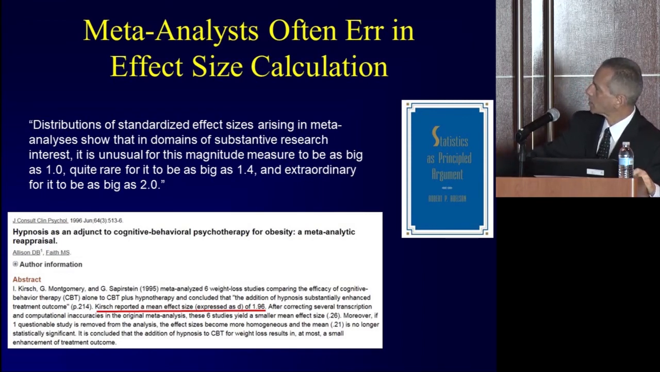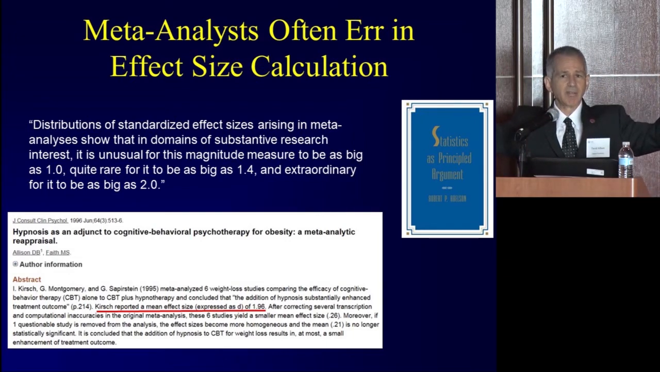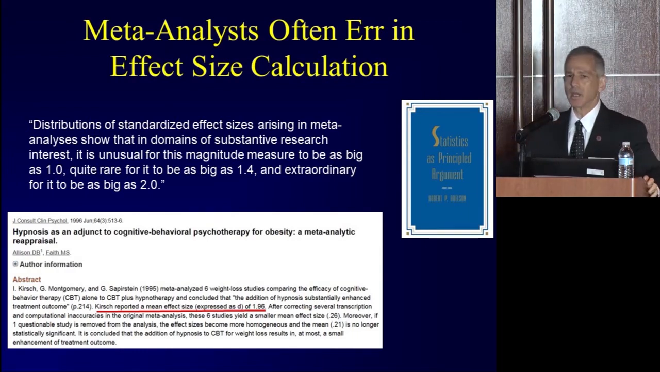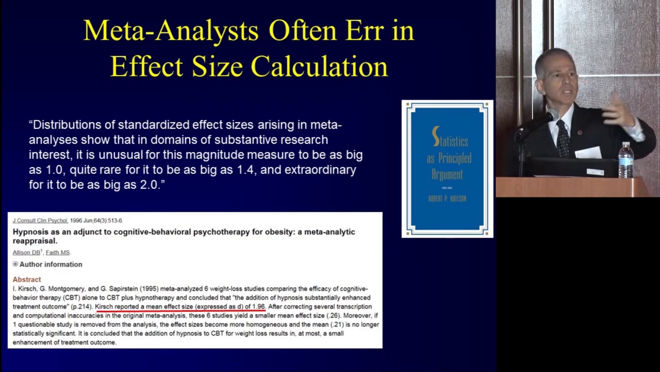And this leads to some strange things, and I'll give you an example here. This is from a book by Robert Abelson I quite like called Statistics as Principled Argument, and in it he says, distributions of standardized effect sizes, sometimes called Cohen's d, arising in meta-analysis show that in domains of substantive research interest, it is unusual for this magnitude measure to be as big as one, meaning the treatment and control group, for example, to be one full standard deviation apart in their means. Quite rare for it to be as big as 1.4, and extraordinary for it to be as big as 2. So if you see an effect size as big as 2, you think, that's weird. Could be true, happens, but it's odd. All right? When you see a whole collection of effect sizes as big as 2, you go, wow, that's really odd.